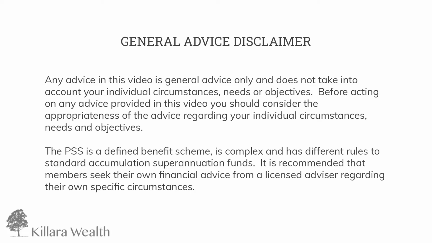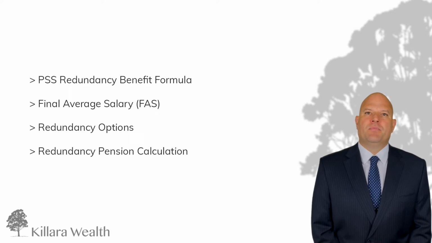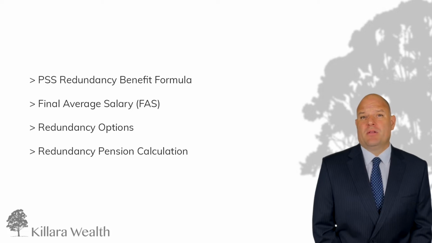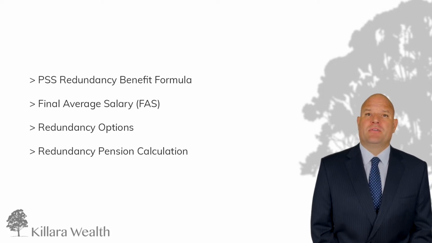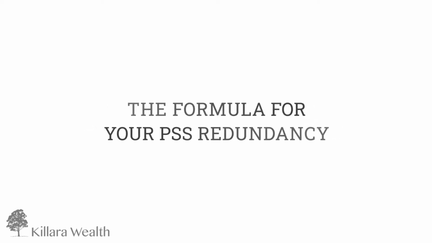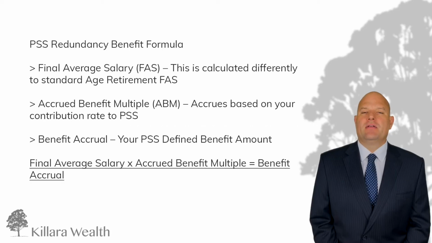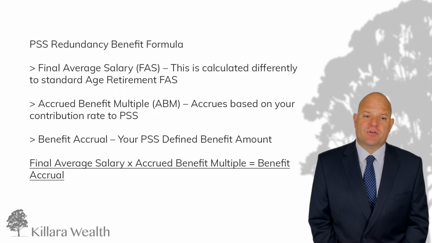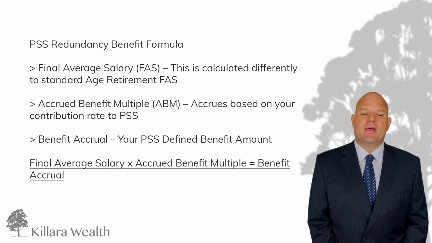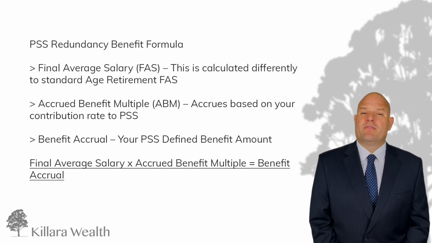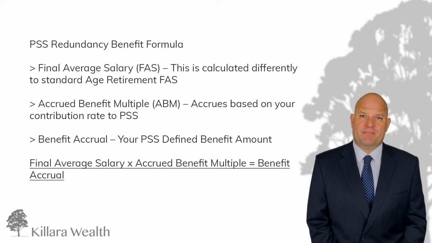So today we'll look at the redundancy calculation formula for PSS, the calculation of the final average salary for redundancy, which is different to age retirement for PSS, your redundancy options available to you, and we'll look at a redundancy pension calculation. So to calculate your PSS redundancy benefit, we look at your final average salary. This is calculated differently under redundancy compared to age retirement. Your accrued benefit multiple will give you a benefit accrual. So final average salary multiplied by accrued benefit multiple equals your PSS lump sum benefit.